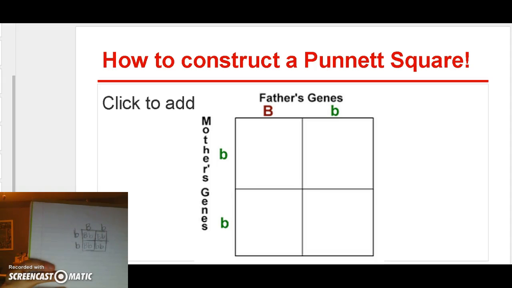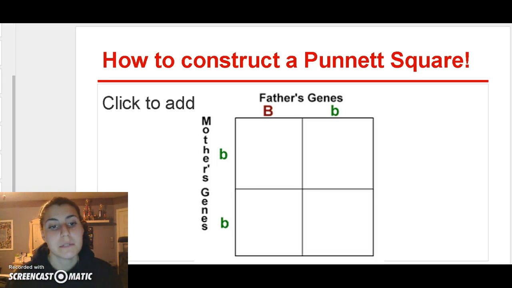Then on the other side, we're going to have 50% that's little b, little b, which is homozygous recessive. It's homozygous because it's the same, and it's recessive because it's represented by a little letter. So it's 50% that the child's going to have brown eyes, and it's 50% that the offspring is going to have blue eyes.